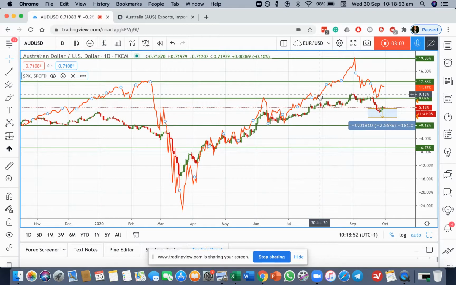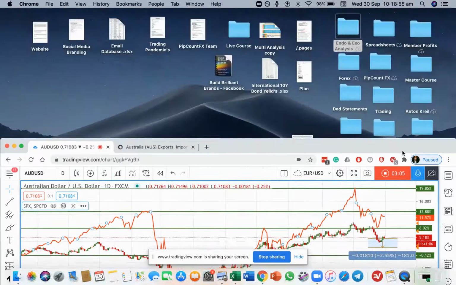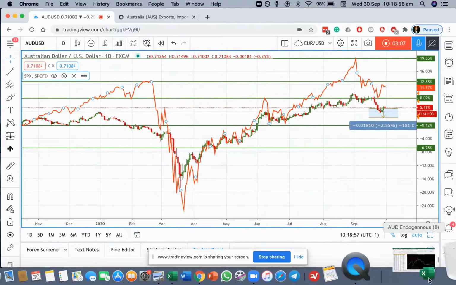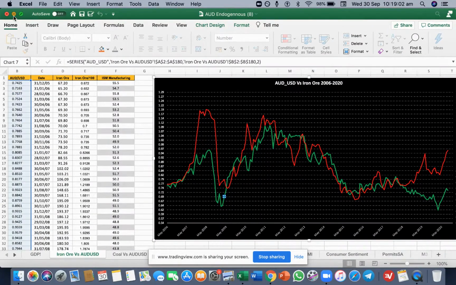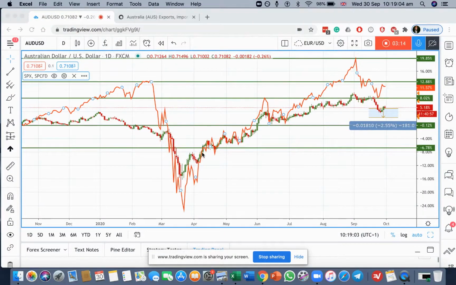That means the demand for iron ore will be increasing. And as we've seen from that chart we just looked at, when the demand for iron ore increases, so does the Aussie dollar strengthen against the US dollar. So this is the reason why you get the Aussie dollar moving in very strong correlation with the S&P 500. So with that being said, the S&P 500 has made a full recovery from this year's sell-off.